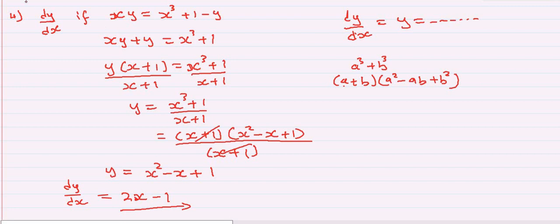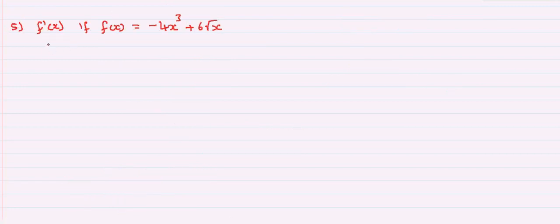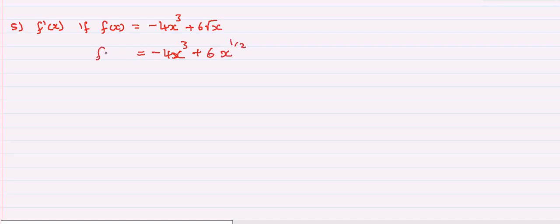Let's look at number 5. On number 5, they say evaluate f prime of x if f of x is given by negative 4x cubed plus 6 the root of x. As I've said, when we are given the root, you must write it as an exponent. This is the same as negative 4x cubed plus 6x exponent 1 over 2. This is our f of x. So if we need f prime of x, we apply the rules.